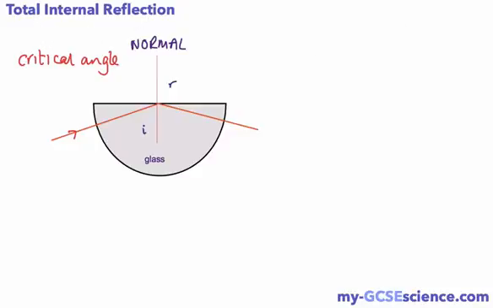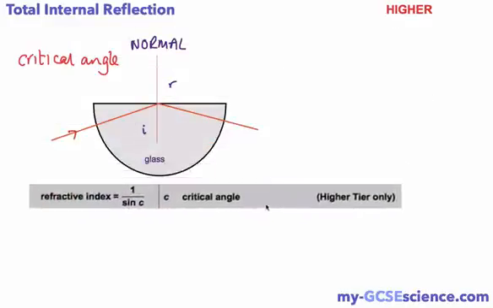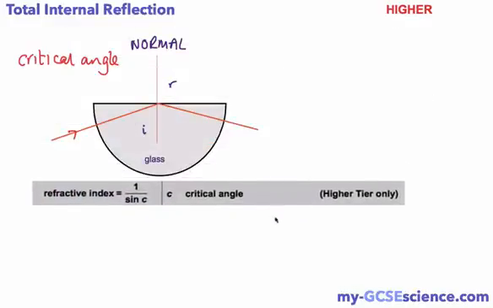Now, if you're doing the higher tier, there is a certain equation that you need to know, and that equation can be found on the equation sheet that's actually given to you in the exam. And I've just taken a little snippet from that equation sheet, and it looks like this.